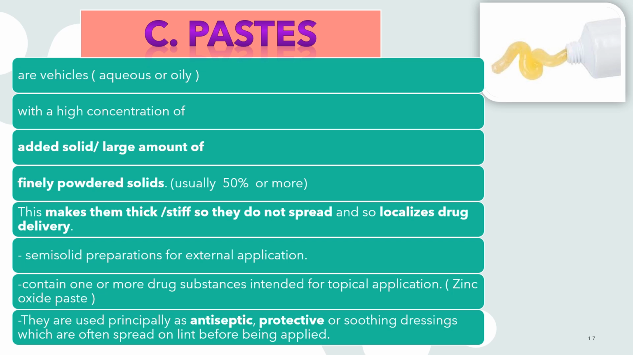For example, like toothpaste. Paste is an SSD, same as before, for external application. It may contain one or more APIs. They are usually used principally as antiseptic, protective, or soothing dressings, which are often spread on lint before being applied.